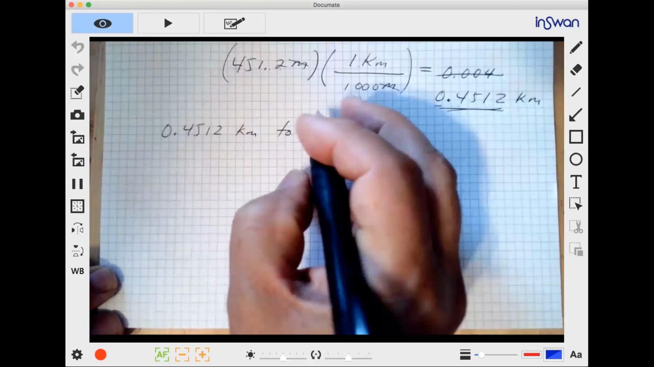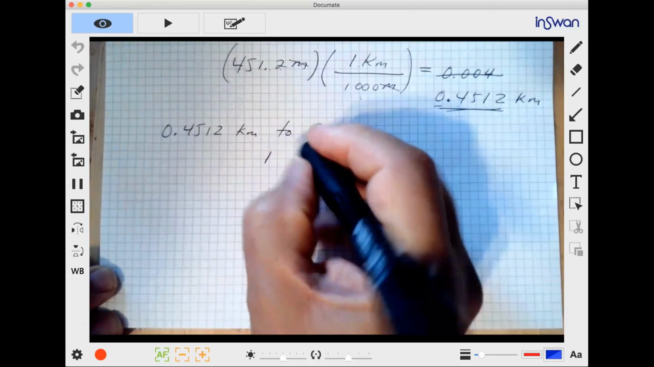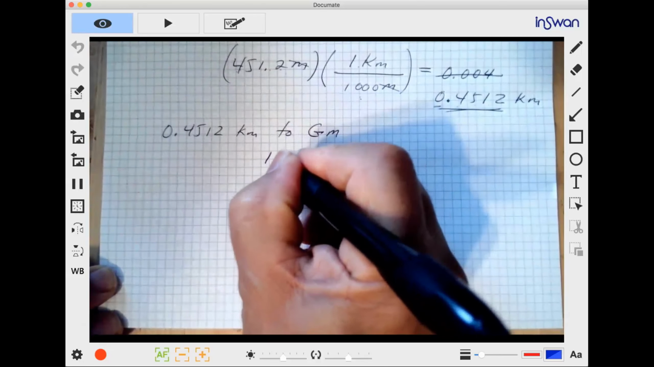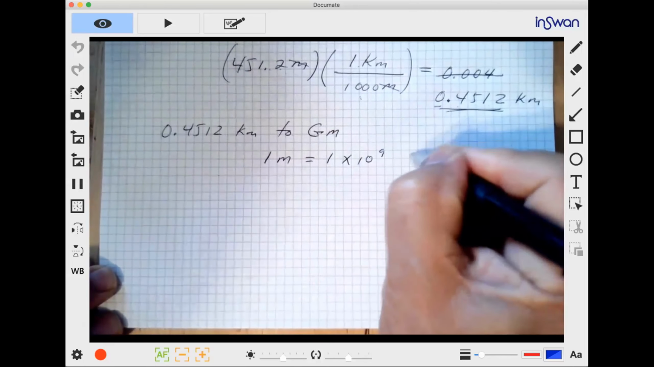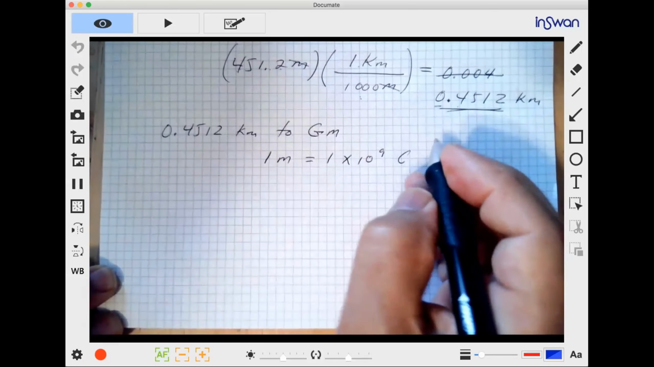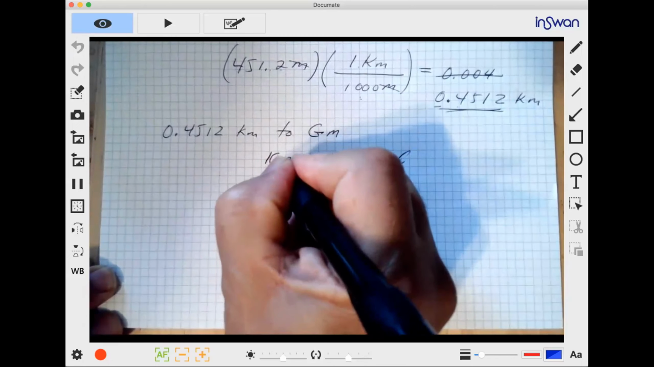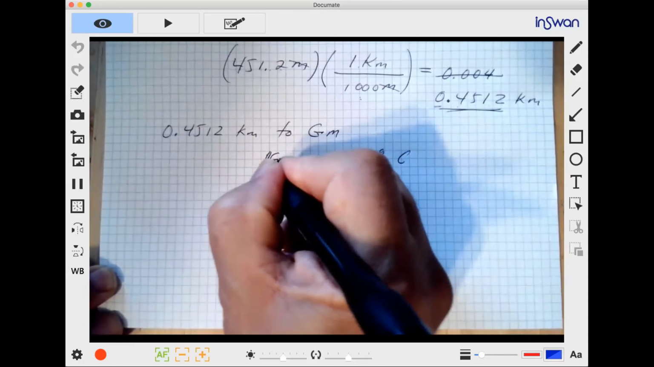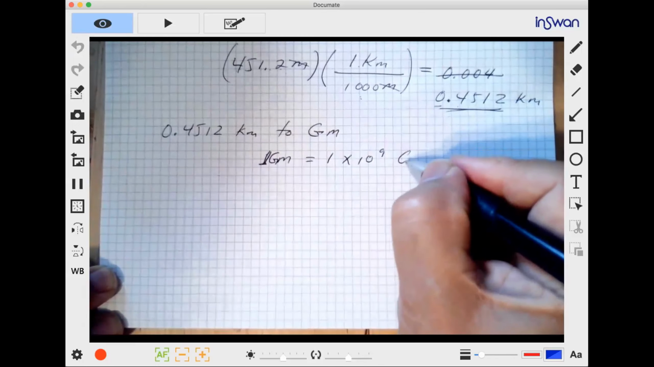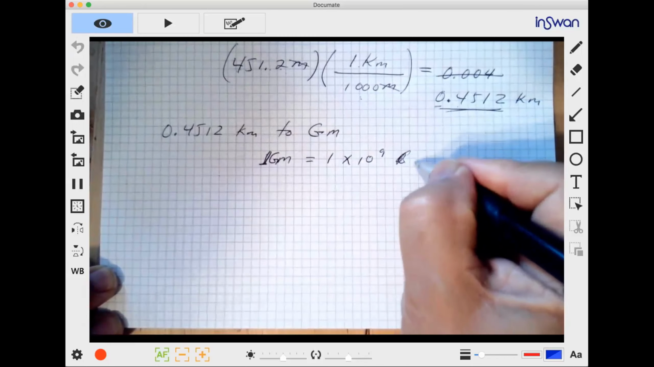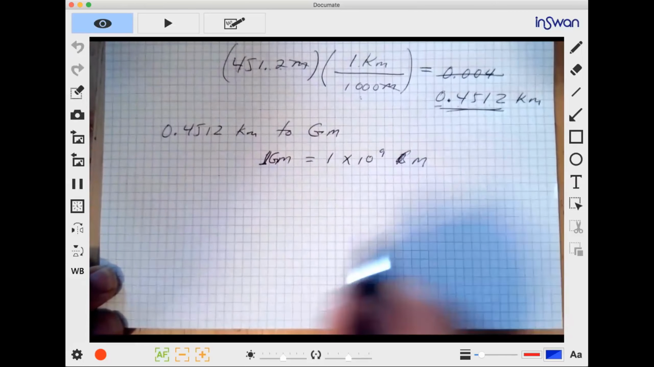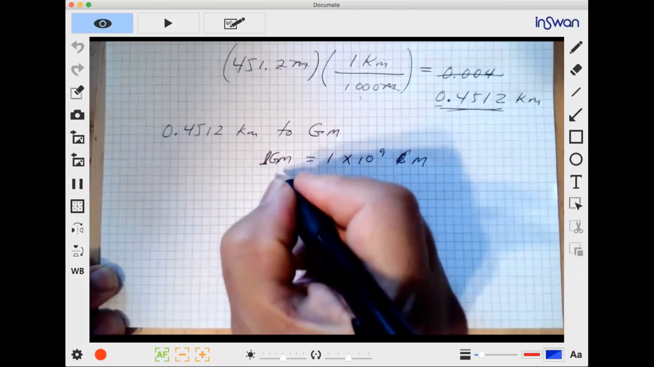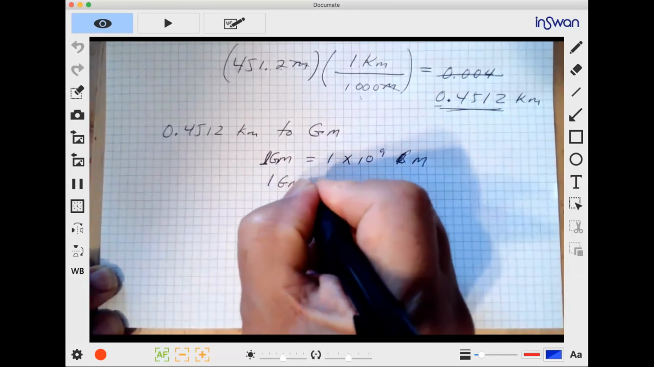Right now, I just have to say the following. I need to write an equality here. And I'm going to write it backwards. I'm going to say 1 meter equals 1 times 10 to the 9th. Sorry, I made a mistake. 1 gigameter equals 1 times 10 to the 9th meters. I don't have a way of erasing that, so let me write it one more time.